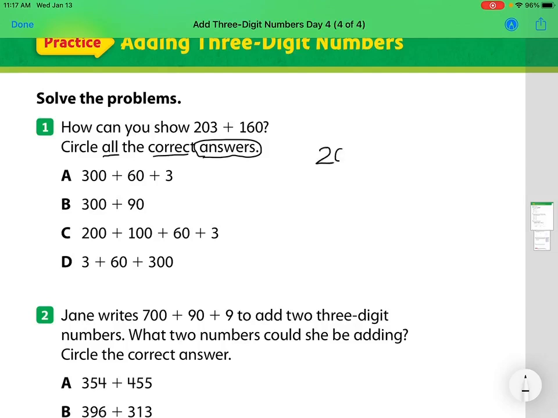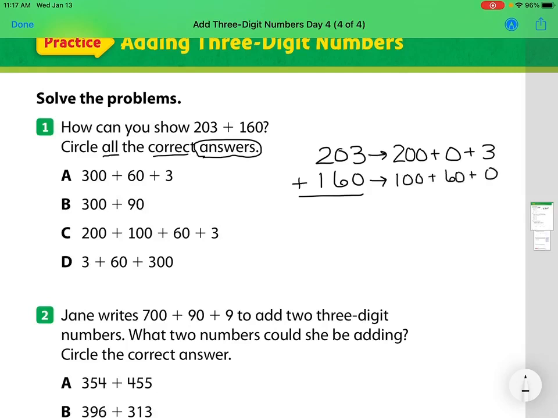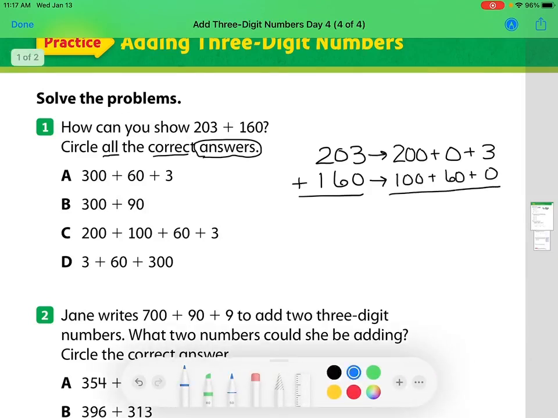So we're going to start with 203. Right underneath that we will write 160, and now we're going to write our expanded form. So 203 is the same as 200 plus 0 tens plus 3 ones. And 160 is the same as 100 plus 60 plus 0 ones. All right, now I'm going to let you finish that up.